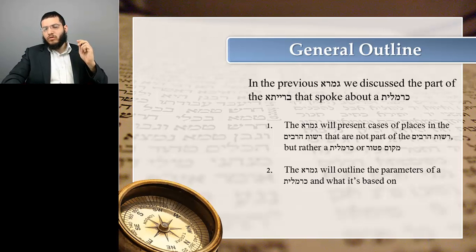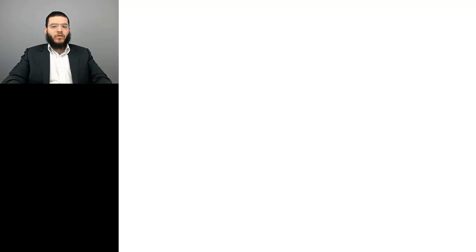So this piece of Gemara has those two parts. Number one, we're going to present cases of areas in the Rosh Hashanah that are not considered part of the Rosh Hashanah, rather they're a Carmelist or a Mokim Petur. Number two, the Gemara is going to outline the parameters of a Carmelist. So let's see the Gemara now in flowchart form.